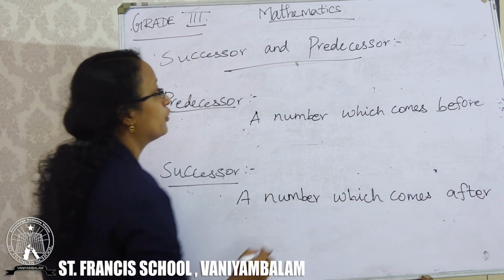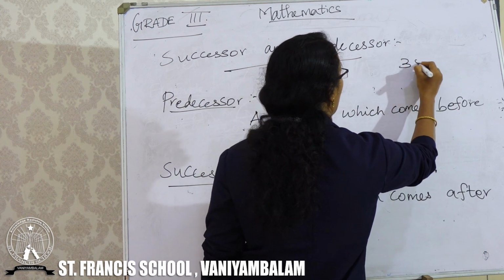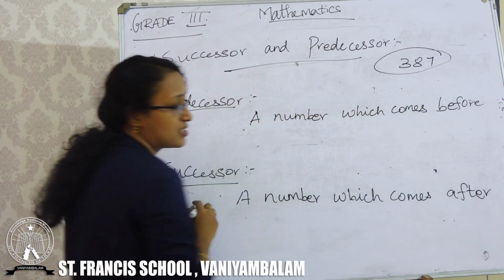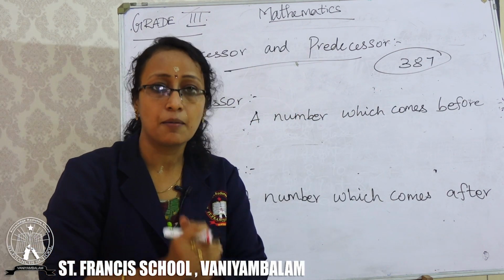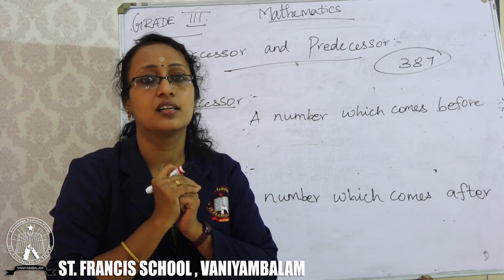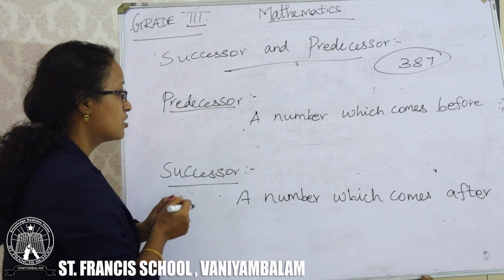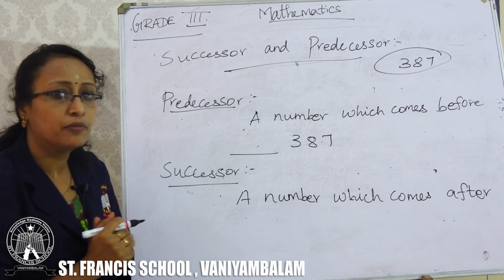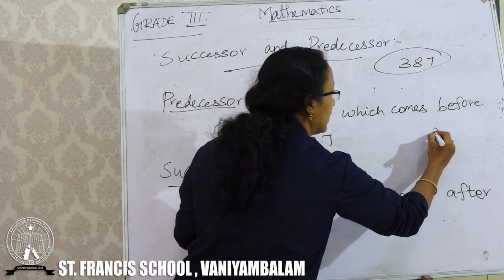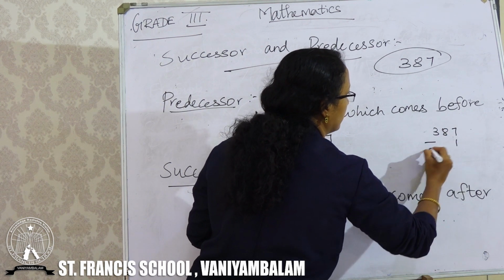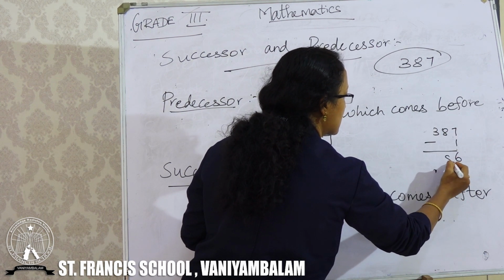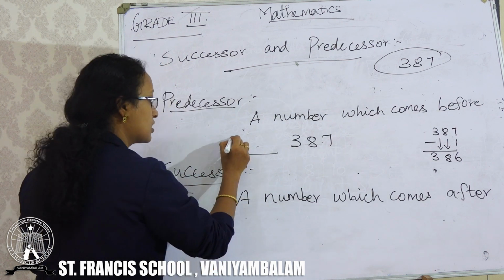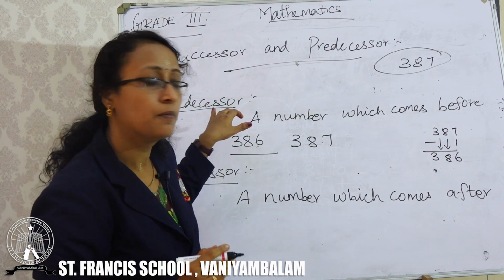For example, I am going to give you one number, 387. So this is your number. How will you find the predecessor and successor? I told you a predecessor is a number which comes before and a successor is a number which comes after. So what is the number before 387? You have to subtract: 387 minus 1. 7 minus 1, 6. 8 you will write as it is, and 3 also you will write as it is. So 386 is your predecessor.